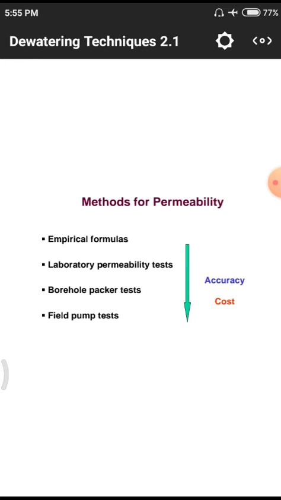Next one, laboratory permeability test. That means we need to collect a particular quantity of soil at different levels. After that, we need to do these permeability tests in the laboratory itself. Next one, we are having the borehole packer test. We need to dig these boreholes. After that, we need to observe these permeability levels simply by removing some amount of water or any other. Next one, field pump test.